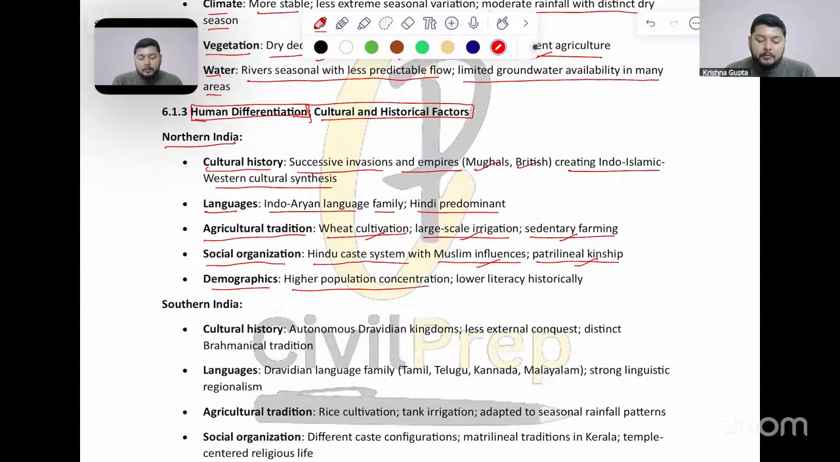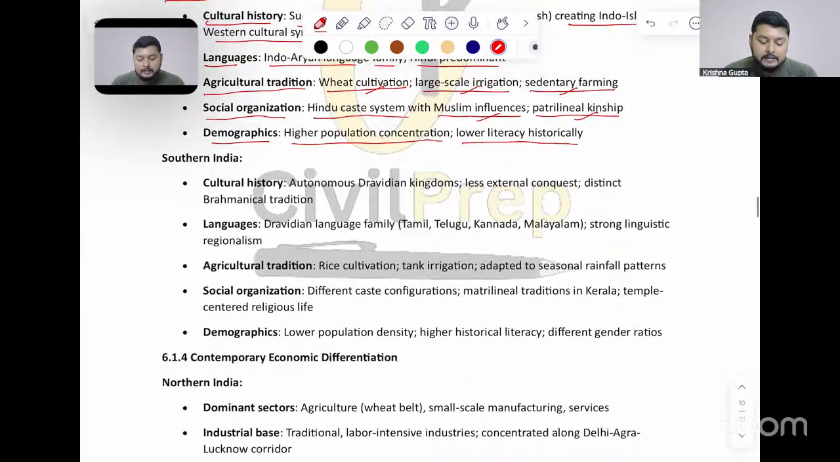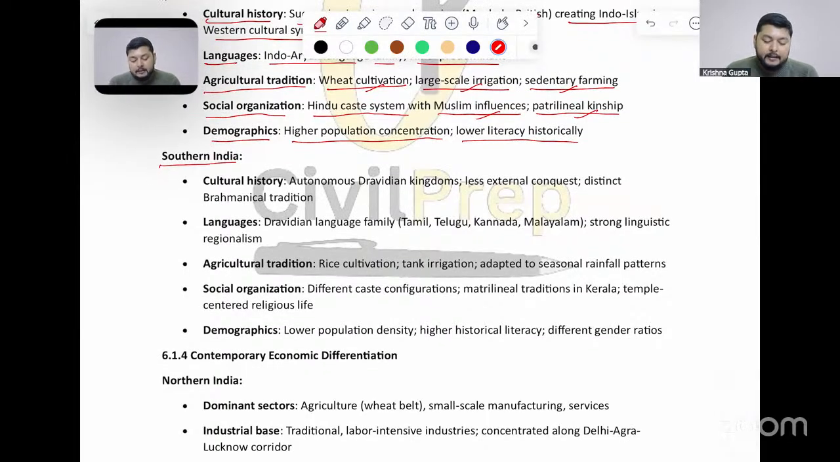Demographics, higher population concentration, lower literacy historically is seen in these regions. When we compare it with the southern Indian counterpart, cultural history, autonomous Dravidian kingdoms, less external conquest, distinct Brahminical traditions are followed in these regions. Languages, Dravidian language family, Telugu, Tamil, Kannada, Malayalam are seen here. Strong linguistic regionalism is also seen in this region.